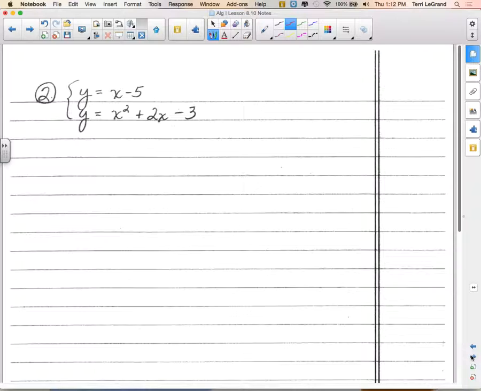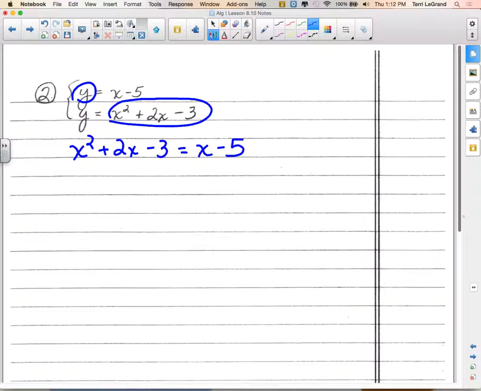Okay, number 2. They're both set equal to y again. That makes the substitution really easy. Should we substitute so that this is on the left side? Would that be a good choice? We have x squared plus 2x. It'll be the same either way, we'll just move things around differently.